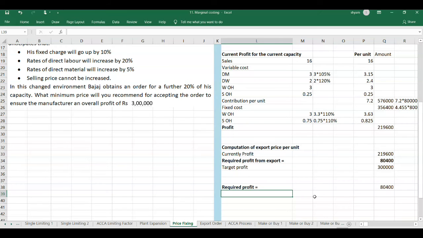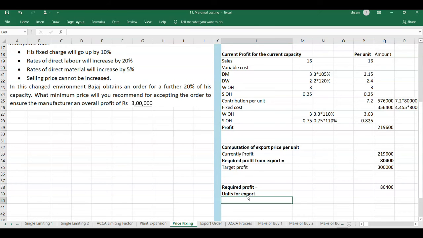Okay, so what is the minimum price that we could price for this order? Okay, that's what he's asking. What would be the minimum price? So the minimum price should be our variable cost. Okay, we can't go lower than our variable cost. Okay, so units for export that we have to find out.